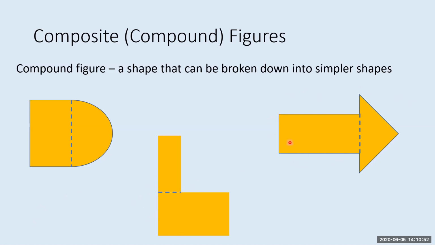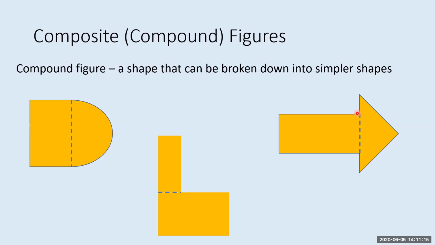And then this third example that I have, we do actually have a name for this shape. We would say it's an arrow. But if you have a problem on the test that's asking you to find the area of this shape, we don't have a formula for the area of an arrow, right? We don't have a way to deal with that. So the way that we would deal with it is we would break it down into its simpler shapes.